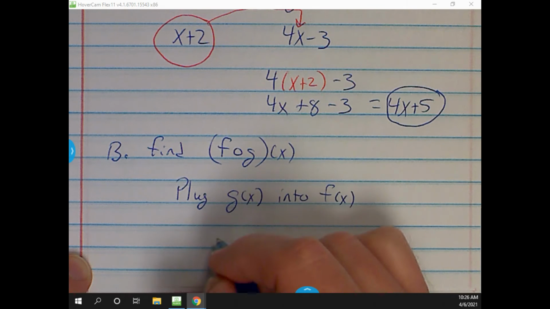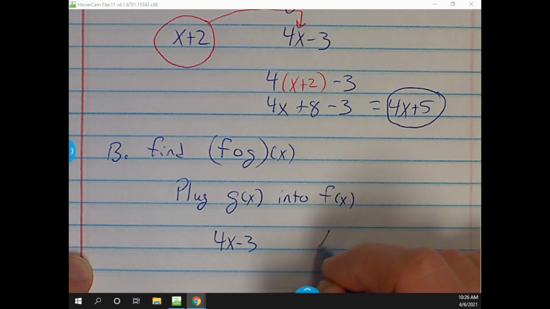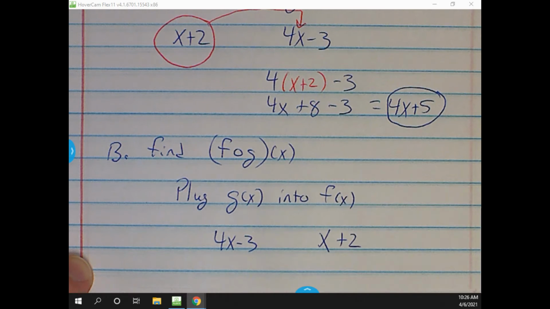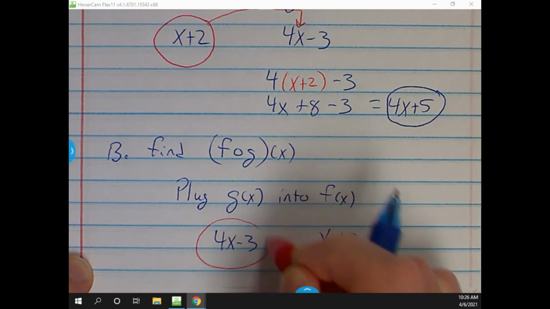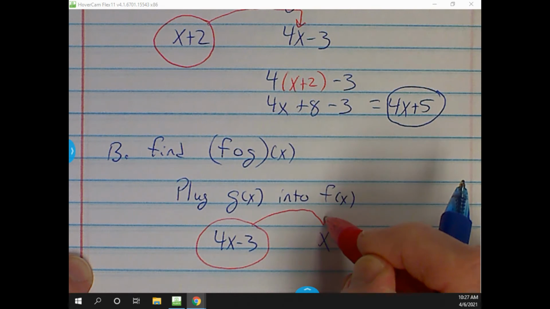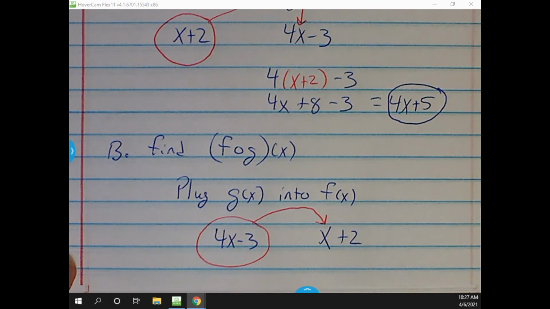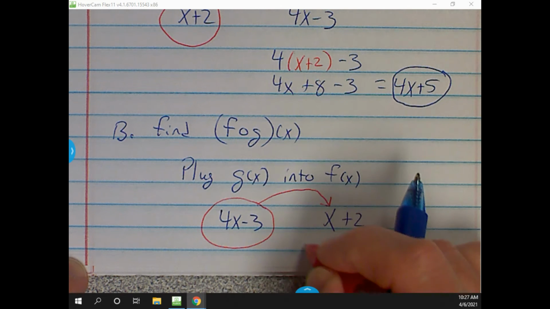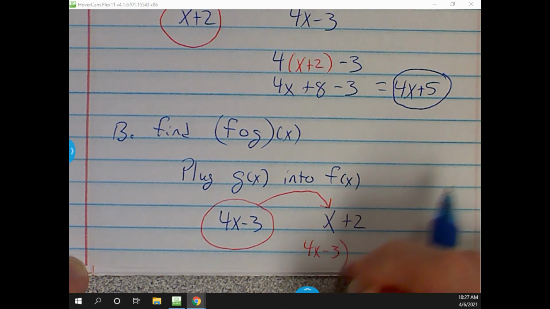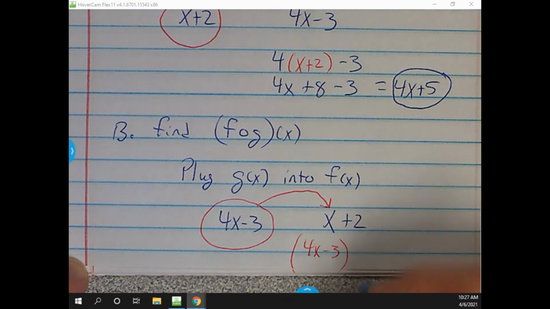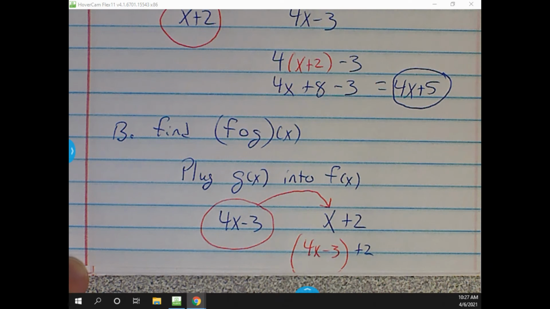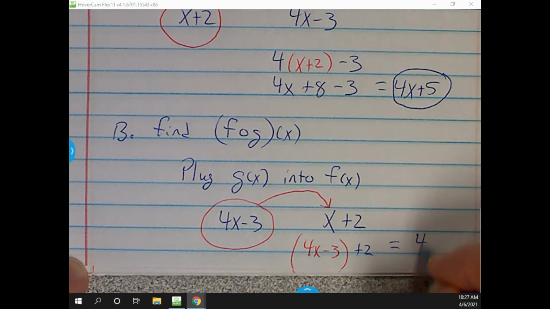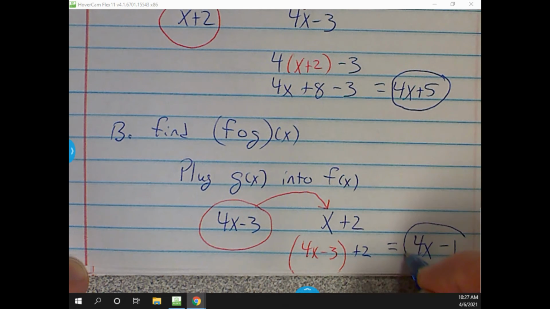All right, again, g of x is 4x minus 3. f of x is x plus 2. And again, the whole thing goes in place of the x. Depending on the problem and how they set this up, when you plug it back in here, it doesn't do a whole lot, because it's 4x minus 3 plus 2. Well, there's no distributive property. There's nothing to really do. So it's just 4x minus 3 plus 2. Doing the minus 3 plus 2 makes that negative 1, or minus 1.